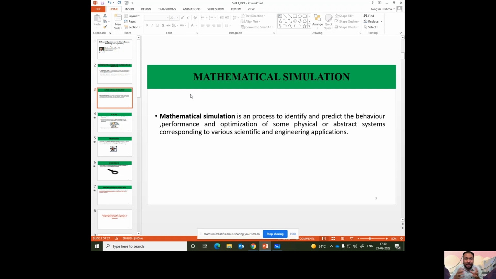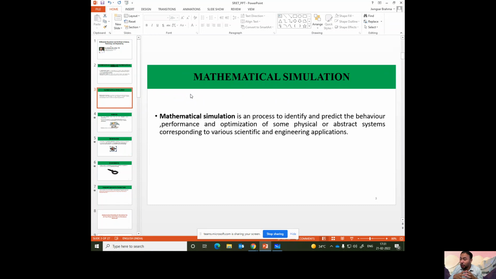So how can we impose the conditions? It may be initial conditions, it may be boundary conditions. In that case, the method is called a mathematical simulation. What is mathematical simulation? It is a process to identify and predict the behavior, performance, and optimization of some physical or abstract system corresponding to the various scientific and engineering applications.